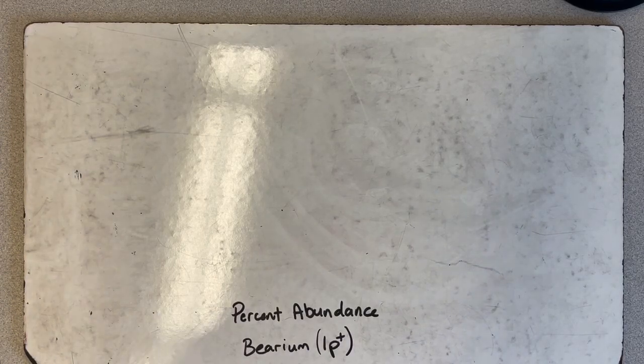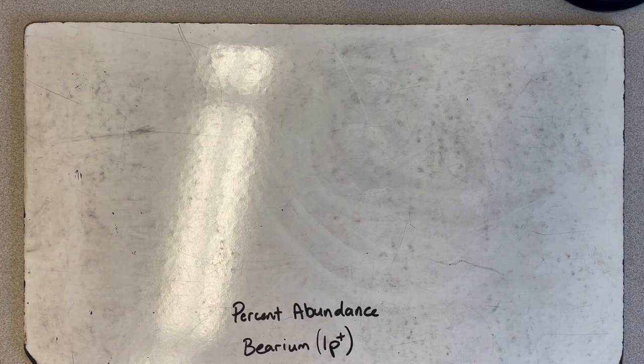Hi everyone, here's a video on percent abundance, also called relative abundance. So when we think about relative abundance, we have to think about isotopes. Isotopes are things with the same number of protons but different numbers of neutrons, so they're the same kind of atom with different masses. And percent abundance is when you take those isotopes and find out how much of them there are in nature, you add them all up and divide by the total, and you can figure out how much each one contributes to the total number.